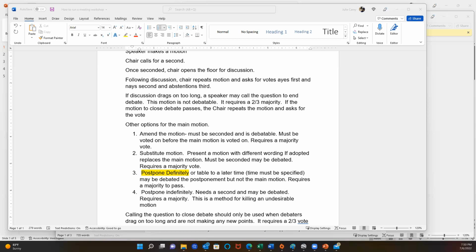Then this other one on here, calling the question to close debate, should only be used when debaters drag on too long and are not making any new points, because it does require a 2/3 vote.